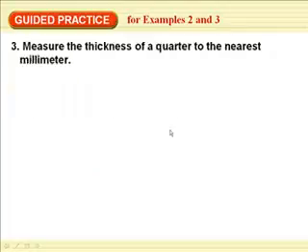Measure the thickness of a quarter to the nearest millimeter. Hopefully you have a quarter. You can take any coin if you have it and put it up against a ruler. Remember centimeters, it's like 0 to 1 with all those little marks in between. A millimeter is just one of those little teeny marks. So measure that and write it down.